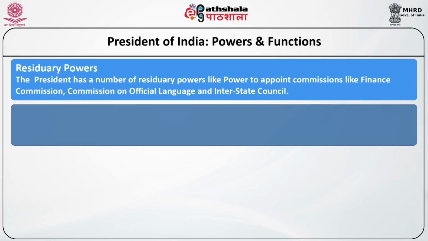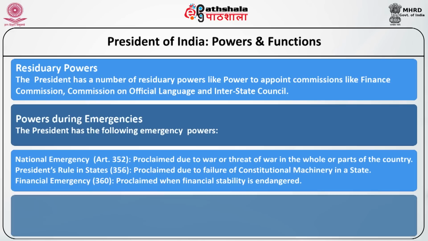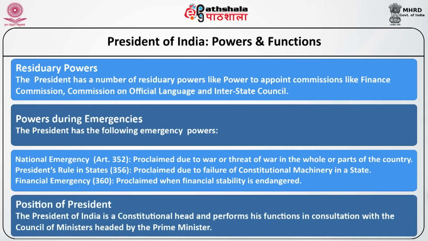The President has a number of residuary powers, like to appoint the commissions for the scheduled castes, Finance Commission, Commission on Official Languages, Interstate Council, and so on. Another major power of the president is proclamation of emergency. The Constitution provides for 3 types of emergency. The first, national emergency under Article 352. Second, President's rule in a state under Article 356. And the third emergency is financial emergency under Article 360.